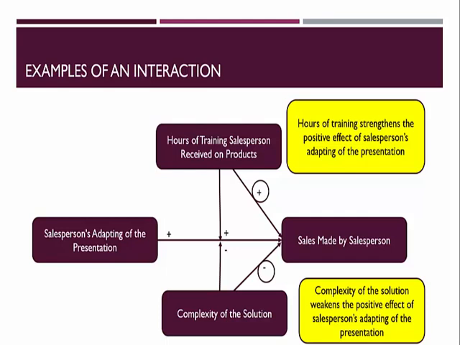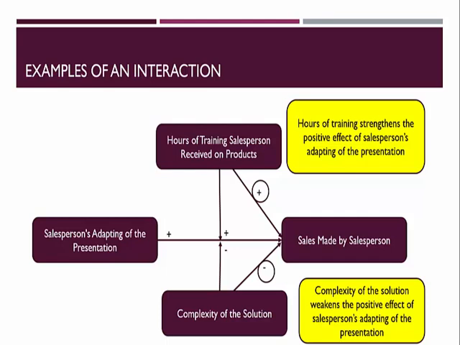Complexity of the solution may result in fewer sales that are made by a salesperson, but it also may influence the effectiveness of the salesperson adapting their presentation. So as the solution becomes incredibly complex and the salesperson is trying to adapt their presentation, they may not necessarily be able to capture that complexity within the presentation as they're adapting it.